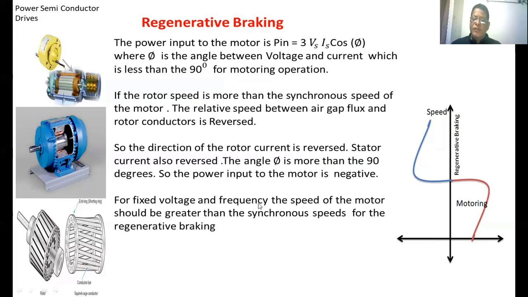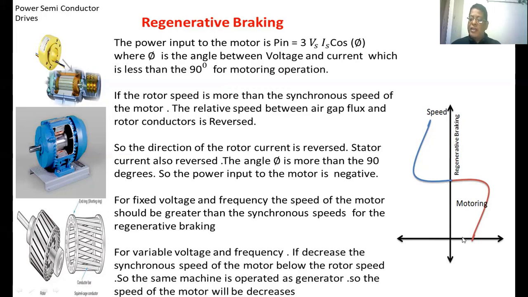For a fixed voltage and frequency, the speed of the motor should be greater than the synchronous speed for regenerative braking to occur. Suppose we have a source with variable voltage and frequency, then if we decrease the frequency of the voltage applied to the induction motor, the synchronous speed of the motor decreases, so that we can make it below the actual speed of the motor, and regenerative braking will occur. Once regenerative braking occurs, the speed of the motor will decrease.